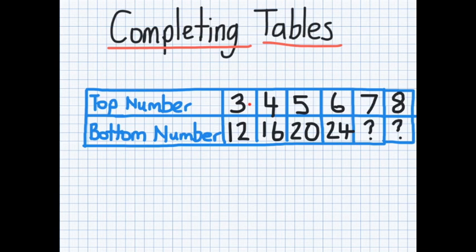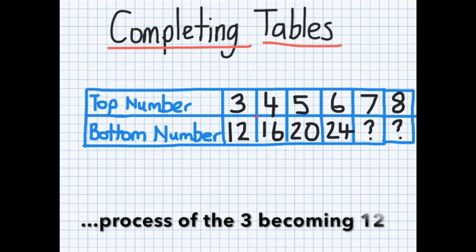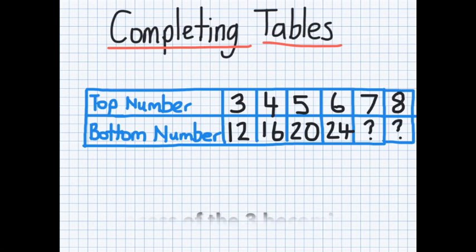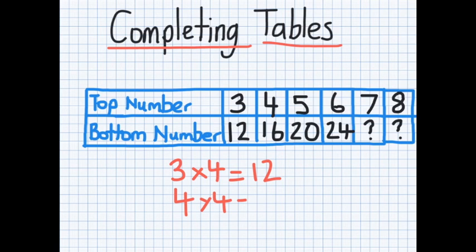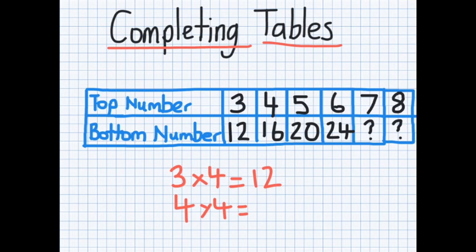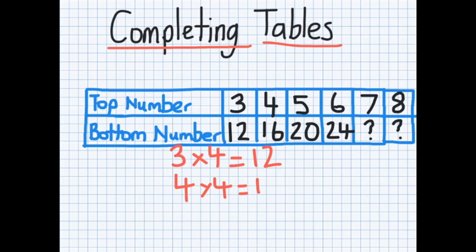So what is the process that is happening to make the 3 become the 12? Hopefully, you're thinking 3 times 4 equals 12. 4 times 4 is equal to 16. Let's write in here, 16. 5 times 4 is equal to 20, and as we can see, 6 times 4 is equal to 24. So obviously we can see that the rule is we are multiplying the top number by 4.